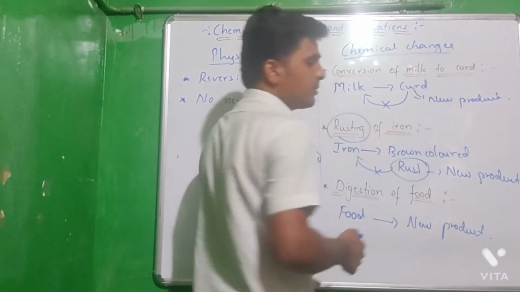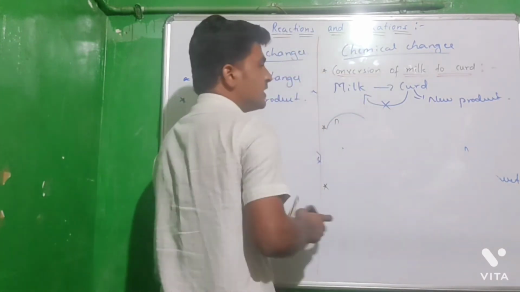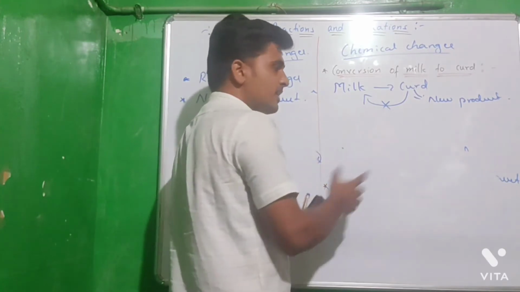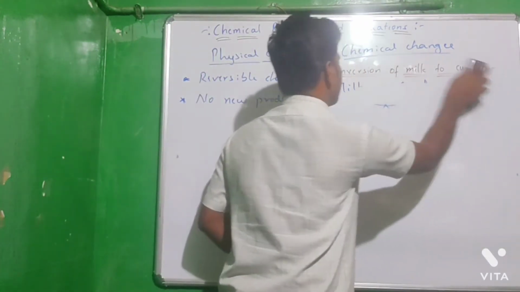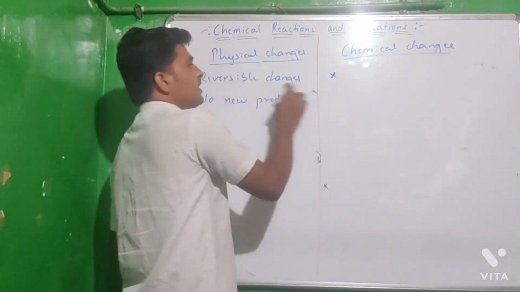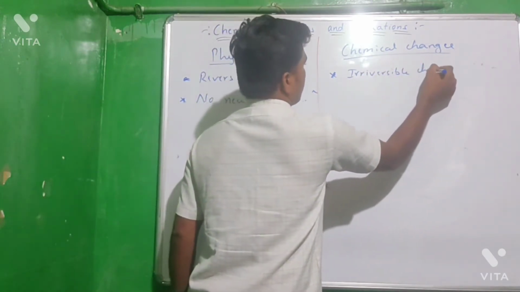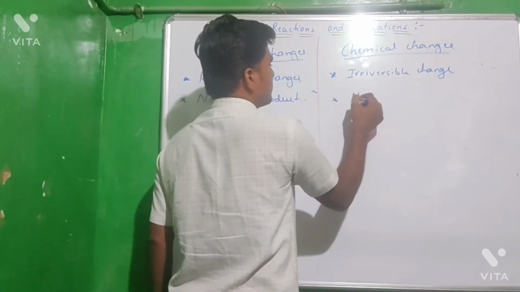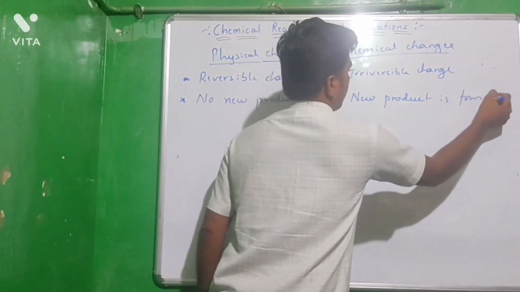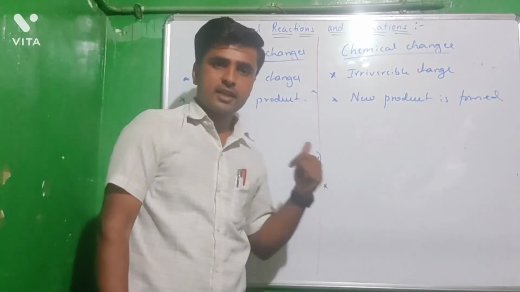Okay, then what are chemical changes? Chemical changes are those in which there is a formation of a new product, and it is an irreversible change. Chemical change means it is irreversible, and a new product is formed. Okay, clear about the physical and chemical change?